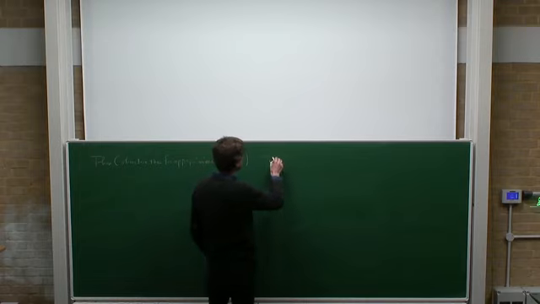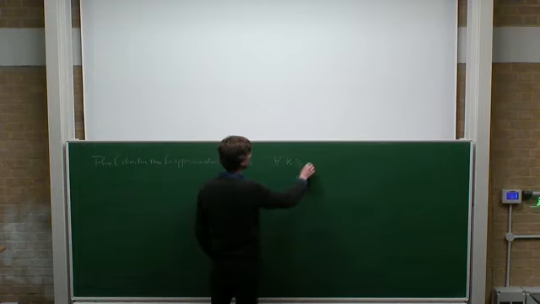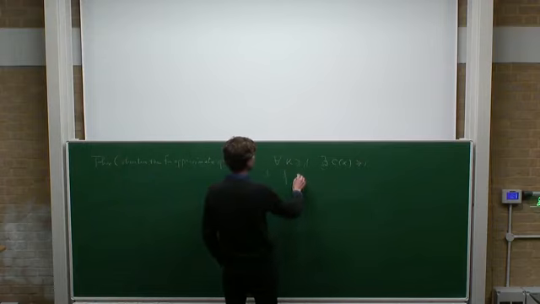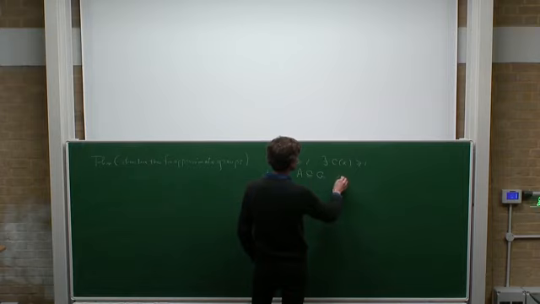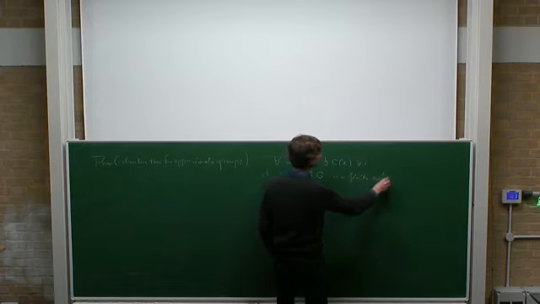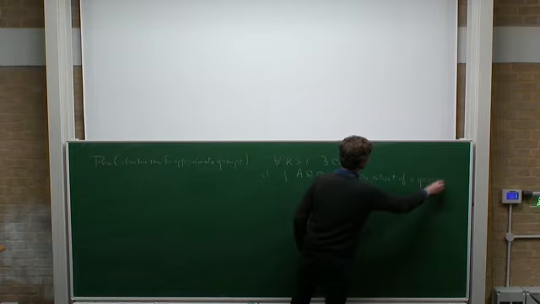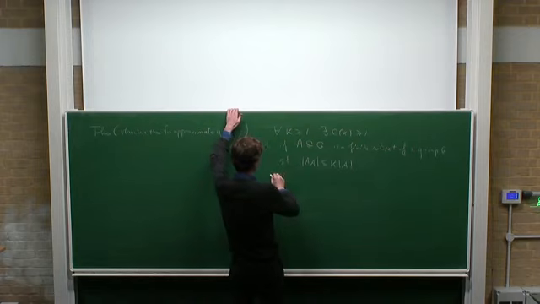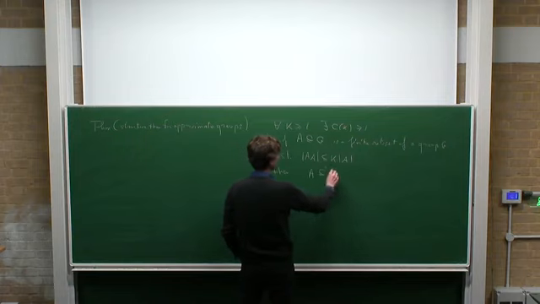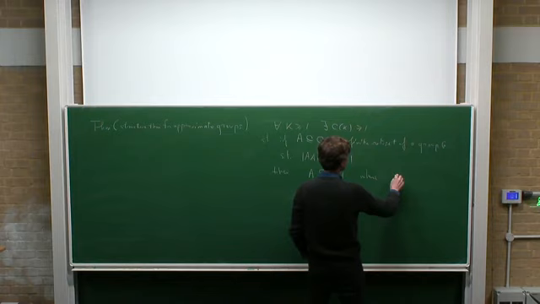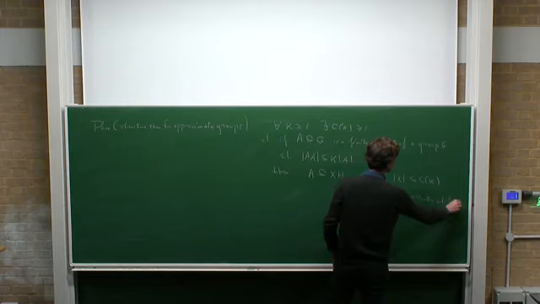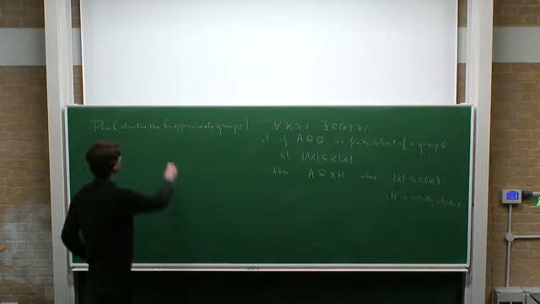So it can be stated like that. Given K, there will be a constant C of K such that if A is a finite subset of the group, such that A times A is less than K times A, then A is contained inside XH, where H has size at most C of K, and H is virtually nilpotent. Okay, so this is the form.